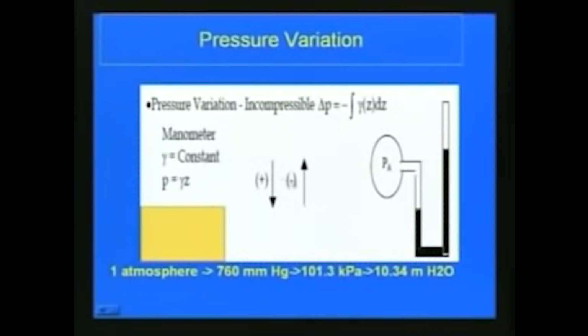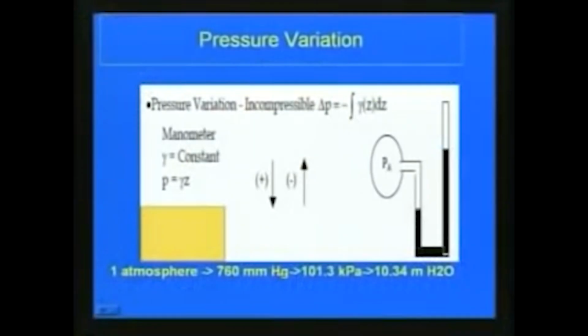Generally, we have to use a sign convention, whether the pressure above atmospheric is positive or negative. We can consider the increasing or decreasing direction as positive or negative, as shown here. Finally, if you integrate, as we have seen in the previous slide, we get P is equal to gamma into Z. We can measure this using a manometer like this. The pressure can be measured at a particular point A. We will be discussing pressure measurements in the later parts of this lecture.